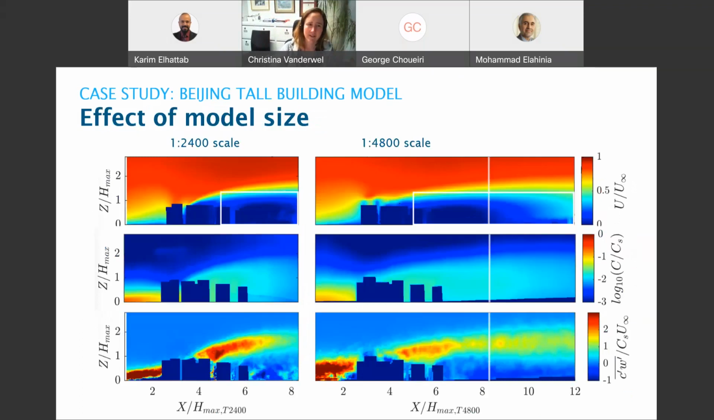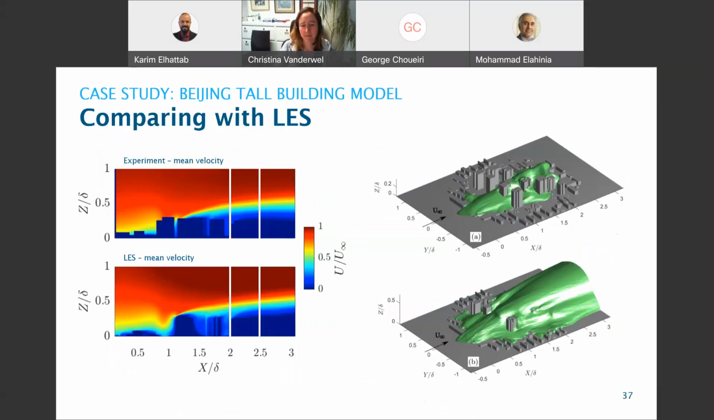Now here are the two scale models that we made. We had a 1 to 2400 scale and also half of that size, and we've repeated the measurement. So here's the mean velocity measurement, the concentration measurement, and the turbulent scalar flux measurement of the two cases, and I would say that I'm satisfied that there's Reynolds number independence there, that the flow structures are the same for those two cases. And then what did we learn by doing the large eddy simulation at the same time?